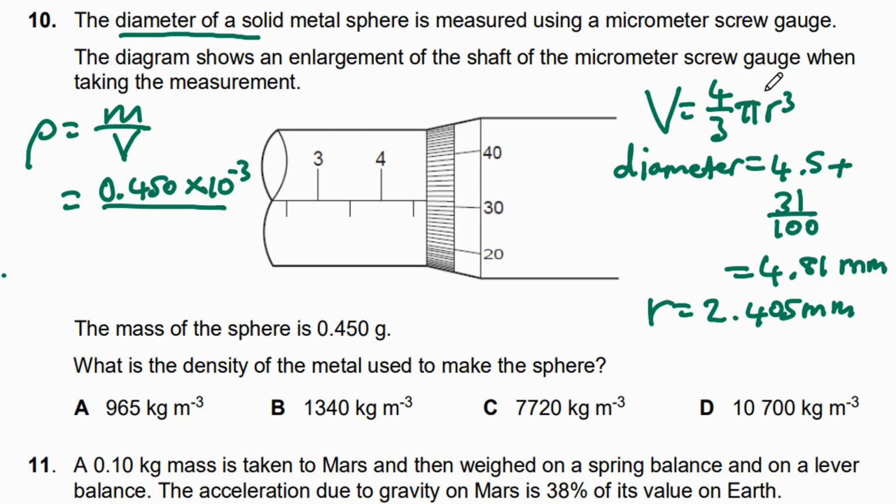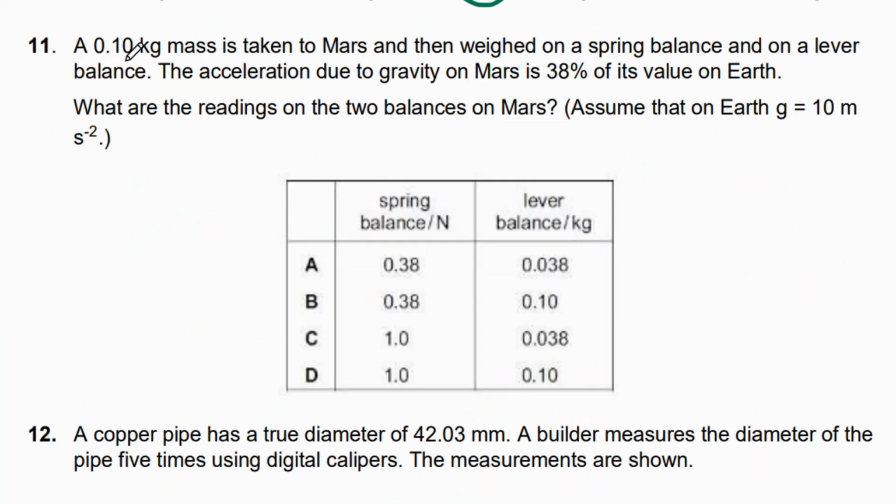And now we just plug into this equation for the volume. So 4/3 pi r cubed. Of course, here we have to convert to meters, so it's times 10 to the -3, and this is all cubed. On a calculator, this comes to 7,720 kilograms per cubic meter. So it's C.